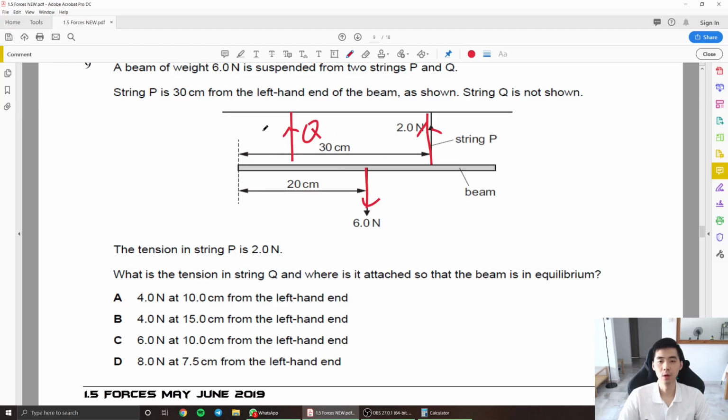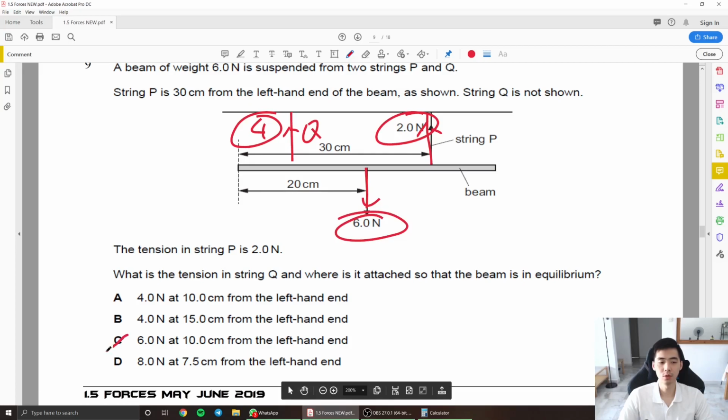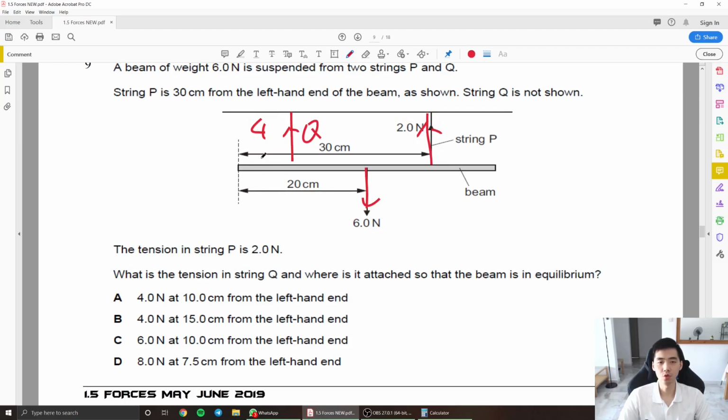If there is a Q here, the upward forces here should be equal to the downward forces, so C and D should definitely be out of the question. So it's a matter of trial and error between the 10 cm and 15 cm from the left, right? Let's assume that this is going to be 10 cm from the left side here, and this is going to be the 4 newtons. From here, will this make sense? How do we check this out?